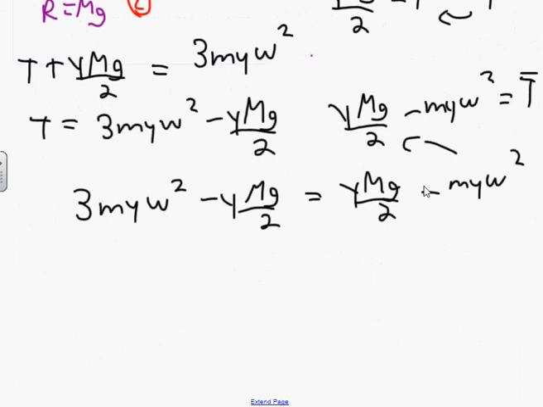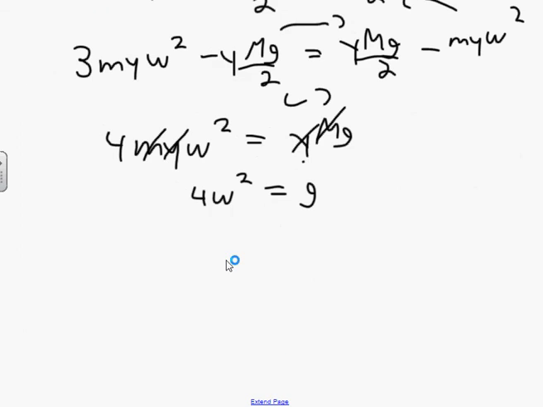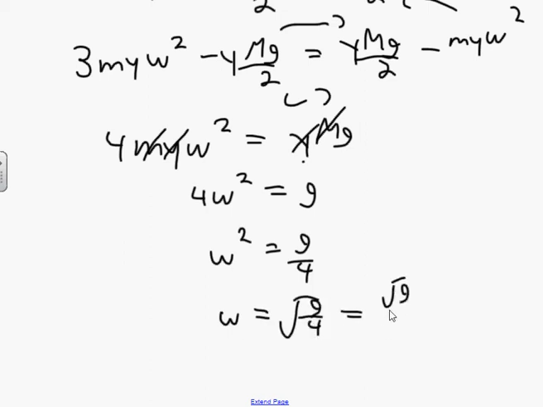Bring the myω² to the left, the ymg over 2 to the right. I'm going to get 4myω², and then they're going to add together to give you ymg, because it's ymg over 2 plus ymg over 2, which basically means get rid of the half. It's like a half plus a half equals the whole. Now, the m's can go on a hike, the y's can go on a hike, and we're just going to end up with 4ω² equals g. Bring down the 4, square root it, otherwise known as root g over 2. Okay, question 11 done.